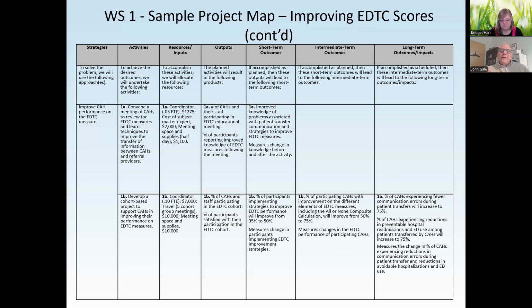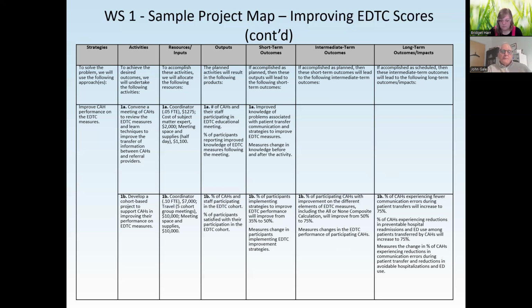And then the next measure is really the outputs. You're counting whether or not staff from the CAHs participated in the meeting. Did they report improved knowledge? And this is where it starts to transition into an outcome. That improved knowledge is associated with changes in behavior and a greater willingness to adopt these measures.